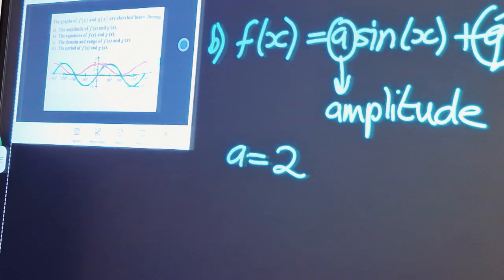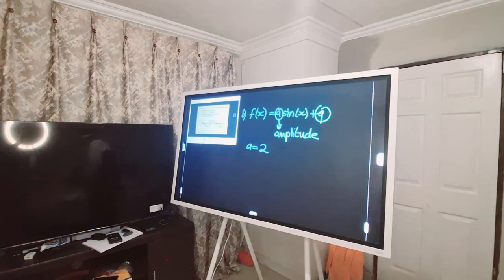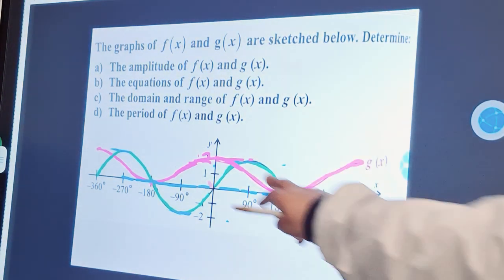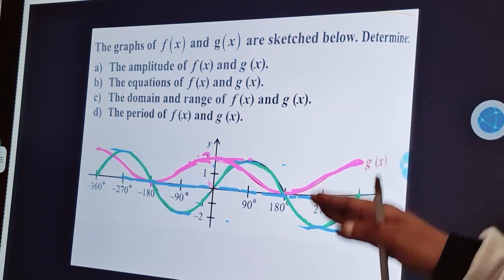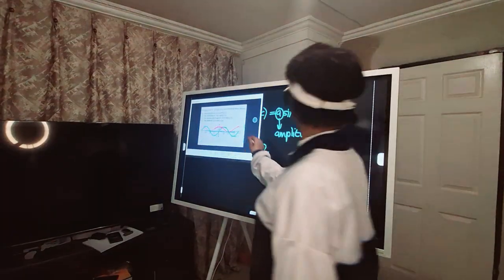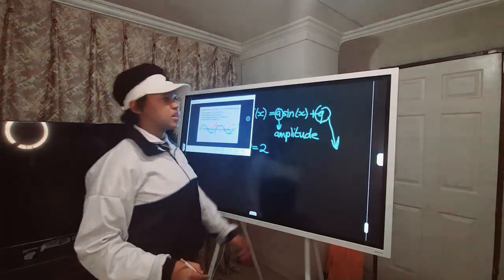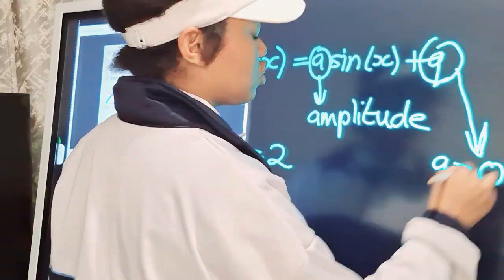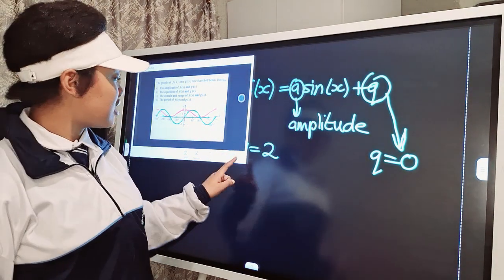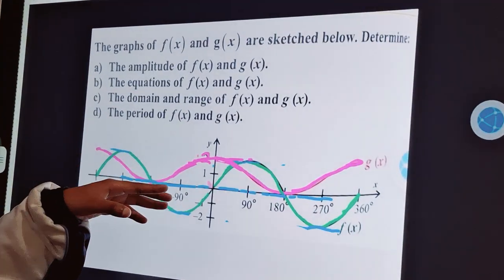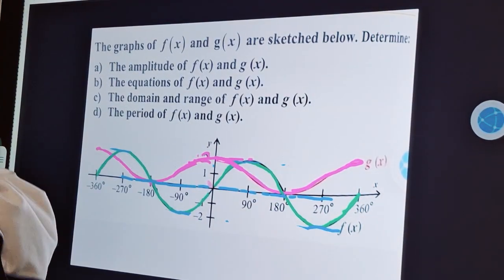Okay, the standard sine graph, the graph of f(x), starts at 0. I said that before. So because it starts at 0, there was no translation. And q represents the translation, so it means that there was no translation. If there was no translation, q is equal to 0. If there was a translation, this graph here, sine, wouldn't start at 0. So the standard equation starts at 0, and if it's already at 0, it means that they didn't translate it.